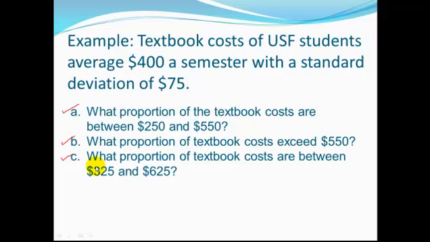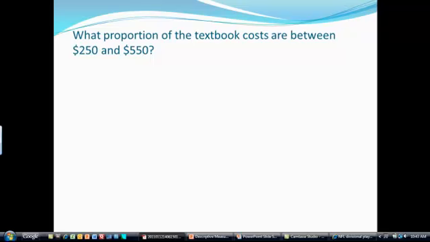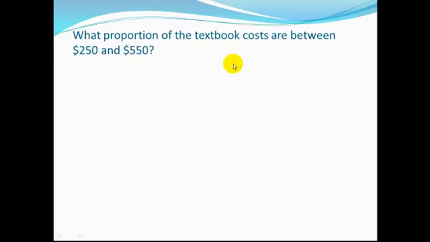And so let's see how you do and see if that makes a whole lot of sense in this particular problem. So, what proportion of the textbook costs are between $250 and $550? Now, you should notice that there are these two rules, Chebyshev and the empirical rule. And so if there are going to be two rules, there are probably also going to be two different ways of solving them. And so what I'm going to do here is solve these questions both using Chebyshev and the empirical rule.